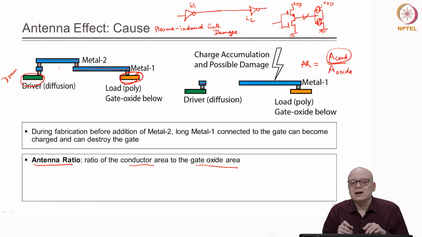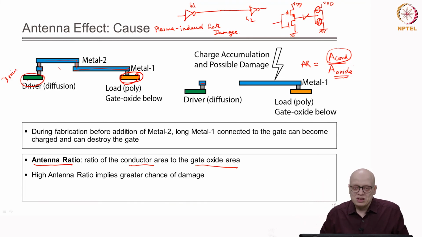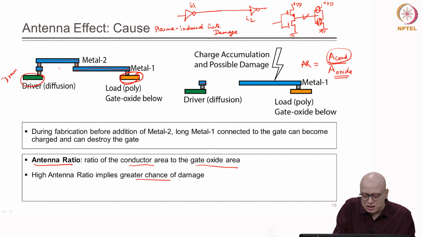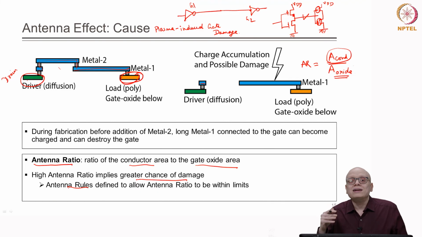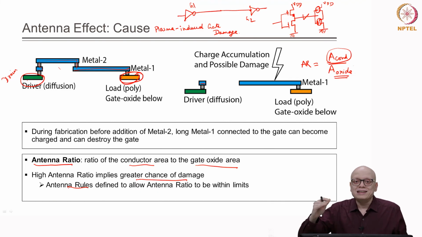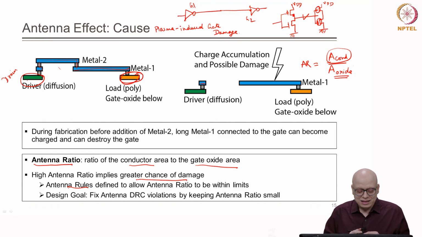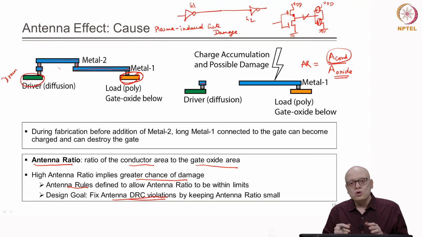Now, if A oxide is large, then the same charge is distributed over a larger area, and therefore we expect that if A oxide is large, then the antenna ratio will be smaller. So, a high antenna ratio implies a greater chance of damage, and antenna rules define this. In libraries we have the antenna rules which define what antenna ratio is permitted. Above that, there is a violation. If we find that violation, then during physical design, we need to fix those antenna DRC violations and make the ratio smaller. How can we do that? We will see in the subsequent lectures.